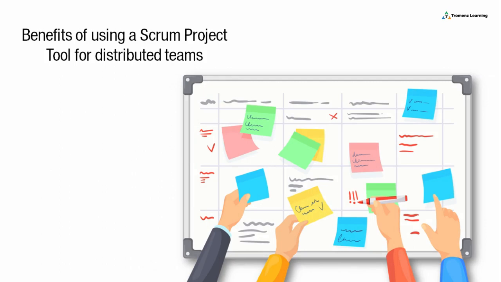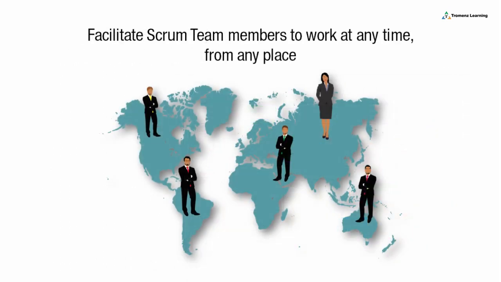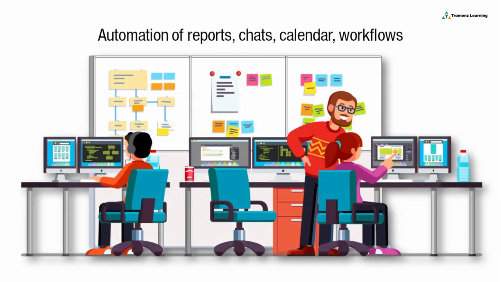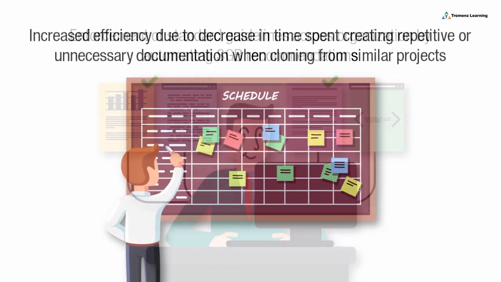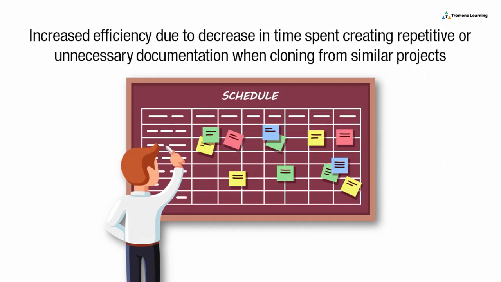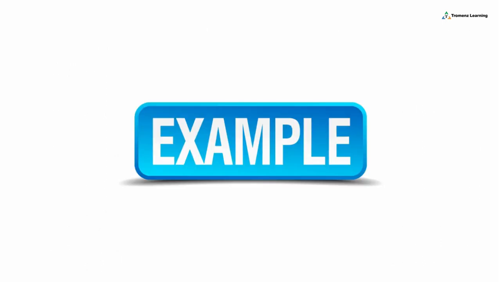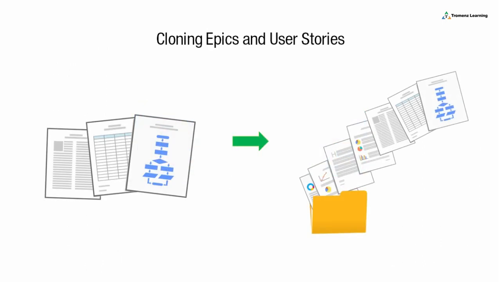Benefits of using a Scrum tool for distributed teams include the following. Facilitate Scrum team meetings to work at any time from any place. Automation of reports, chats, calendar, workflows, and so on. Enforcement of standard guidelines across the organization by automating Scrum guidance body recommendations. Increased efficiency due to a decrease in time spent creating repetitive or unnecessary documentation when cloning from similar projects, e.g., cloning epics and user stories.